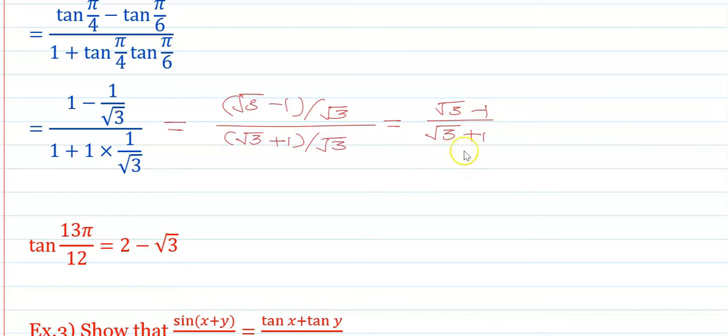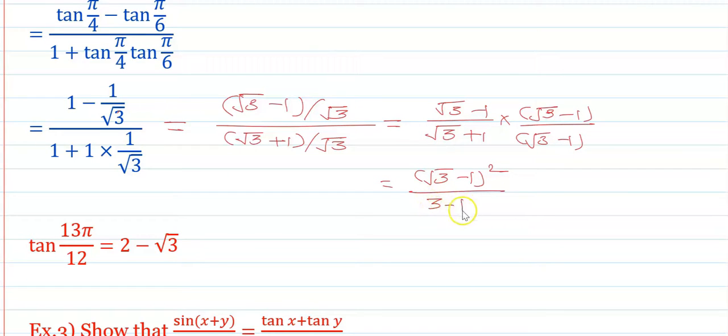Okay. Next, what will we do? Simplification. We will multiply the numerator and the denominator by root 3 minus 1. Okay. Here also root 3 minus 1. Okay. Then here you will get root 3 minus 1 bracket square and to the denominator a plus b, a minus b means what? A square minus b square. Here 3 minus 1. Okay. 3 minus 1 is 2.